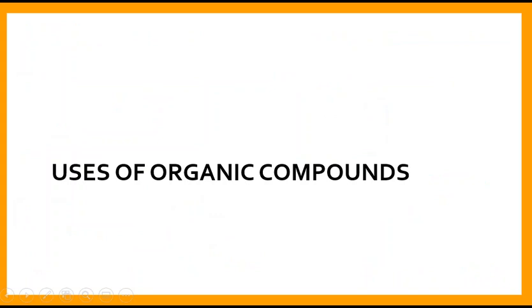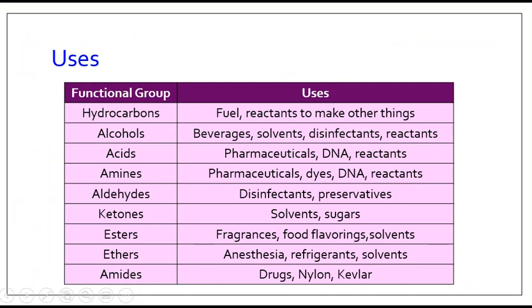All right, uses. I threw these in your notes for you so you don't have to write them down, but if you're interested in what some of the things are that these compounds are used for: hydrocarbons, of course, are fuels. That's our octane, butane, propane, methane, all of those. And a lot of the hydrocarbons are used to make our synthetic polymers, like the plastics and stuff. Alcohols, of course, are used in beverages. They're used in solvents, disinfectants, and they are reactants for lots of different reactions.